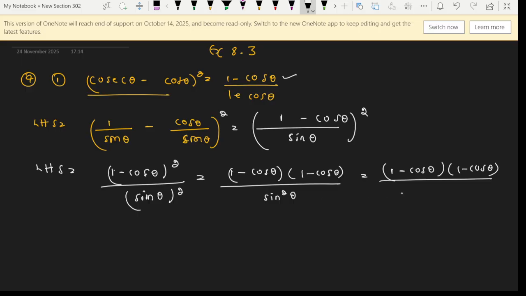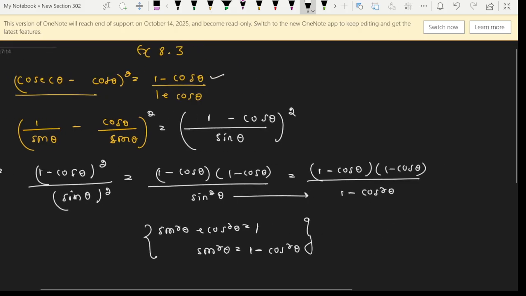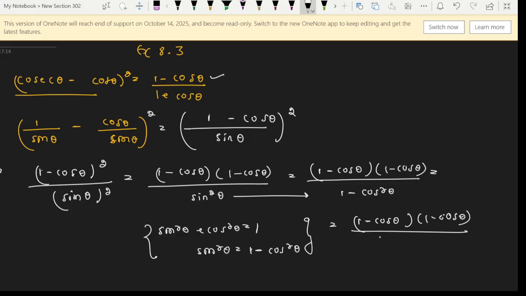This sin square theta can be written using the identity sin square theta plus cos square theta is equal to 1. So sin square theta can be written as 1 minus cos square theta. Got it? Now this is nothing but (1 minus cos theta) into (1 minus cos theta) whole divided by (1 minus cos square theta). 1 minus cos square theta can be written as (1 plus cos theta) into (1 minus cos theta). How? Let me explain it again.